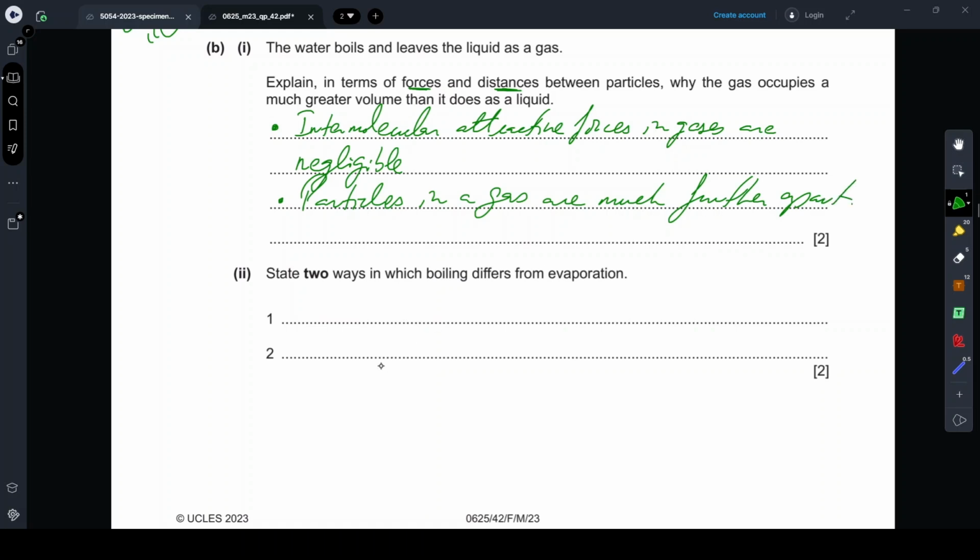Okay, state 2 ways in which boiling is different from evaporation. Evaporation occurs on the surface of the liquid. So how is boiling different? You need to focus on the boiling part. Oh, okay. So I'm going to say boiling occurs throughout the liquid.